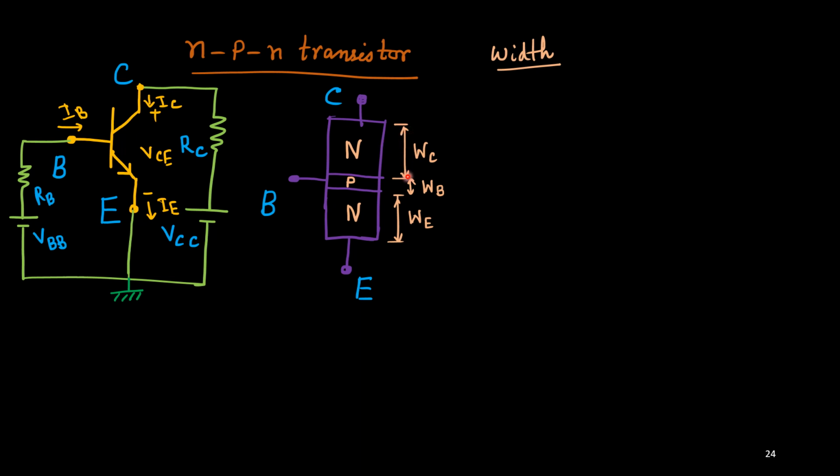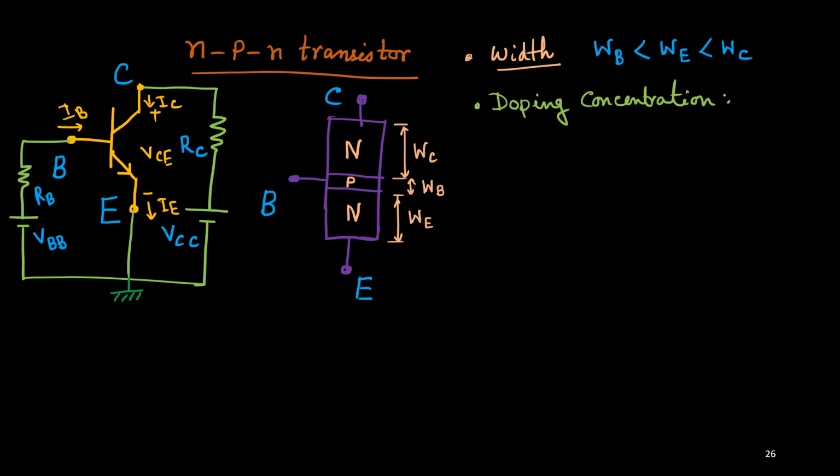So if the width is WC for the collector, WB for the base, and WE for the emitter, then WC has the largest value, whereas the base has the lowest width. It should be very narrow, because electrons should cross these regions and enter the collector side. That's why it is kept very narrow. So WB should be very small compared to WE, and WC should be the largest, so that it can collect all the electrons efficiently and dissipate power easily.